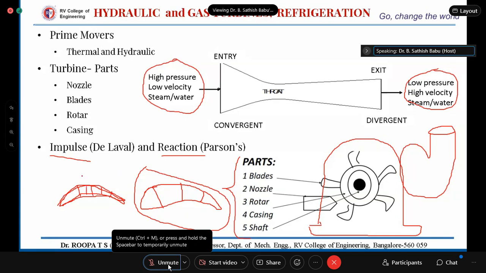So how these blades are designed, and how the pressure and velocity change as the steam glides over the blade, depending upon that, we have impulse turbines and reaction turbines. We'll try to understand these two types of steam turbines.